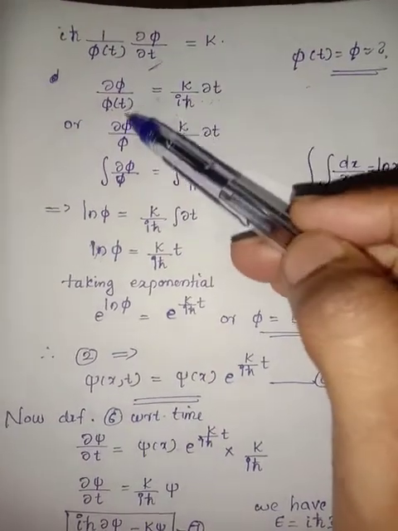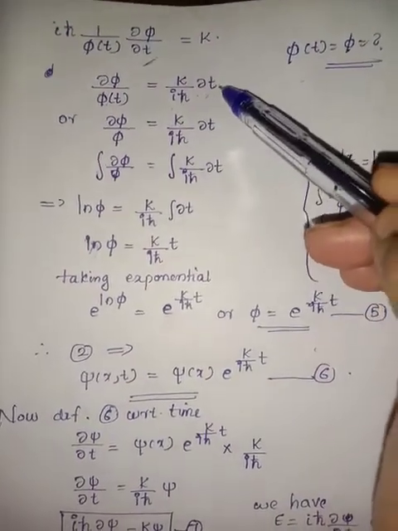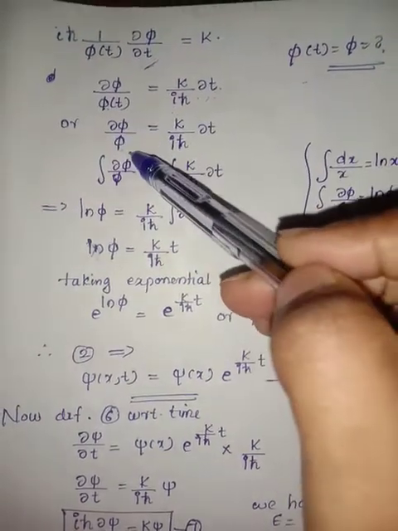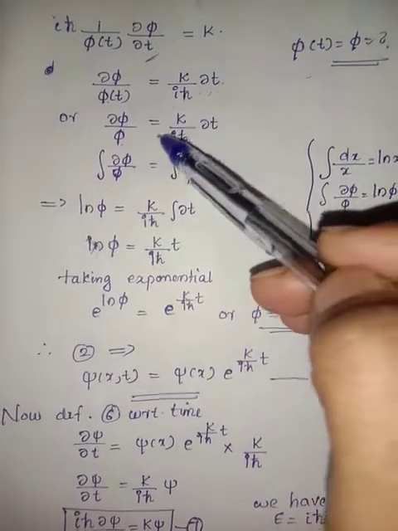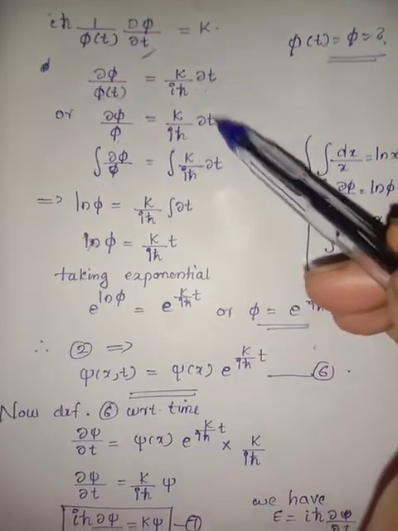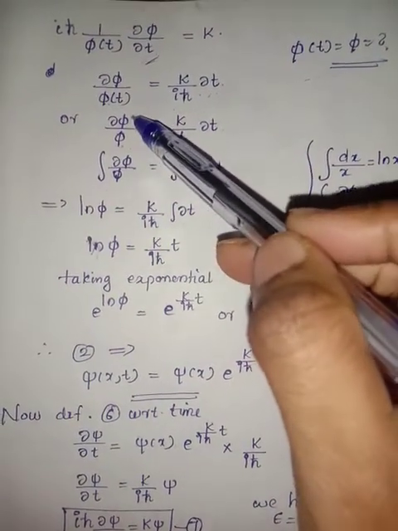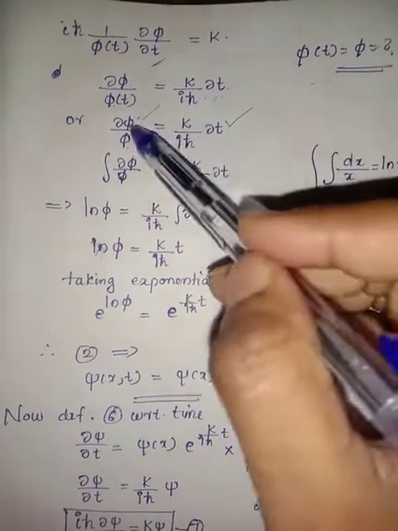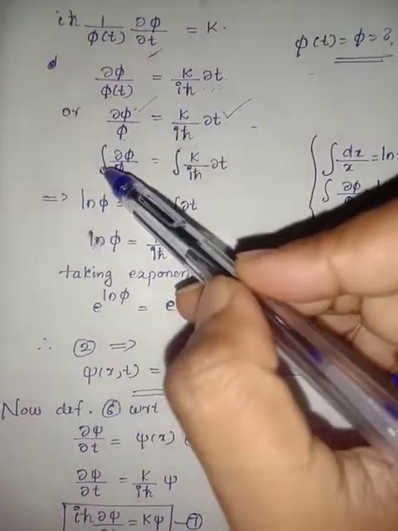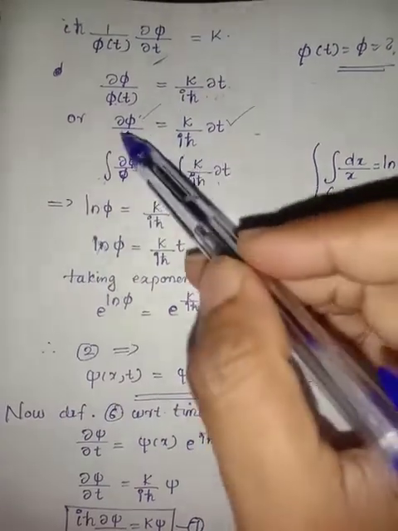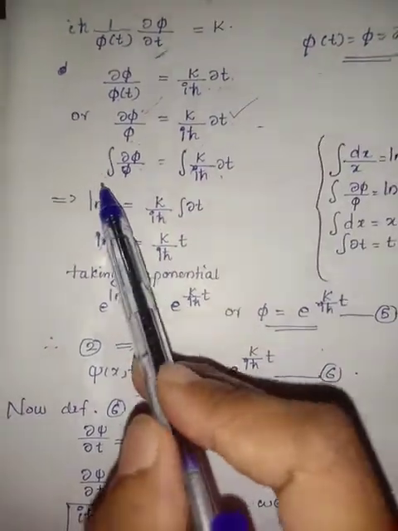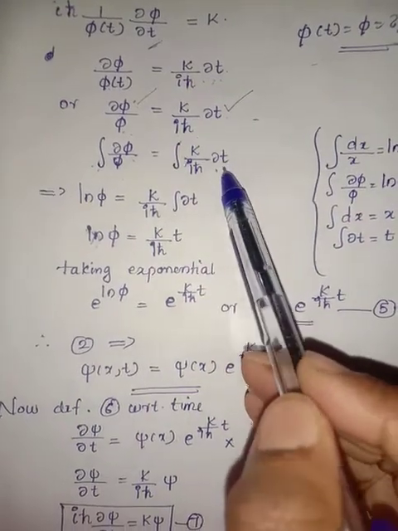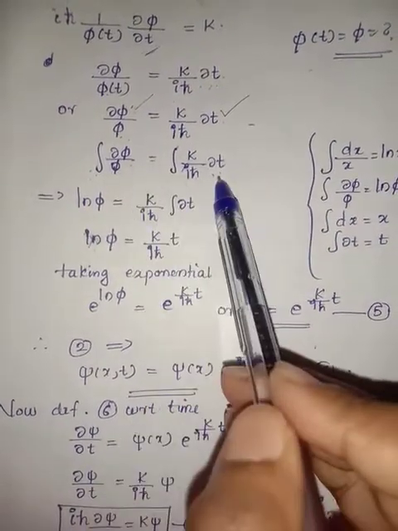So ∂φ/φ(t) is equal to k/iħ into ∂t, or simply ∂φ/φ is equal to k/iħ into ∂t, since φ(t) means φ itself. This equation involves ∂φ and ∂t, so it is a differential equation. So we have to integrate this equation to find φ. Okay, so the integral of ∂φ/φ is equal to the integral of k/iħ into ∂t.